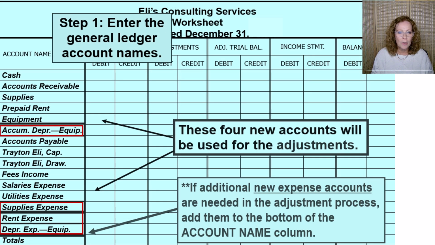So first we'll enter all of the GL account names for Eli's Consulting into the account name column. Here I've already added 4 new accounts that I know we'll need later because we'll need to record adjustments that impact these accounts. These accounts are accumulated depreciation, supplies expense, rent expense, and depreciation expense. You might need additional accounts if there are additional adjustments to record, and you can either leave enough space to write in the names of the accounts that you'll need later, or you can add them at the very bottom.